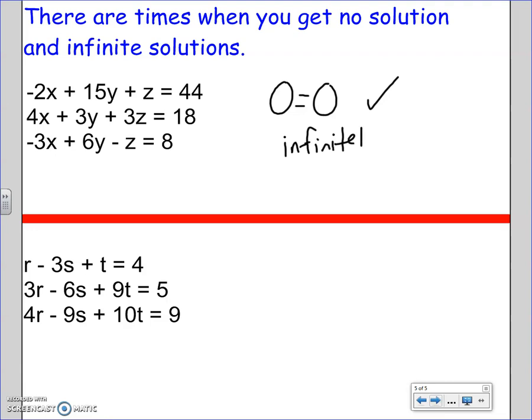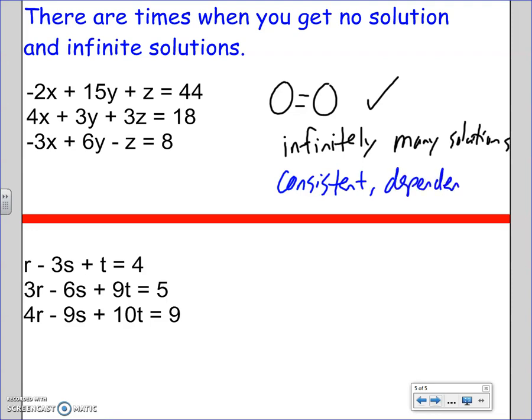And you could classify that as consistent because there were solutions. And then how many? It was infinite, so you can say dependent. Or you might end up with something false, like 0 equals 8. That's false, so you can say no solution. And the classification for no solution means they're parallel, they all don't cross. That's going to be inconsistent.